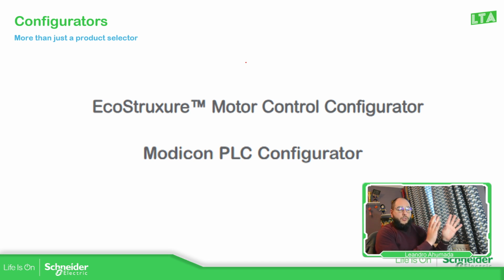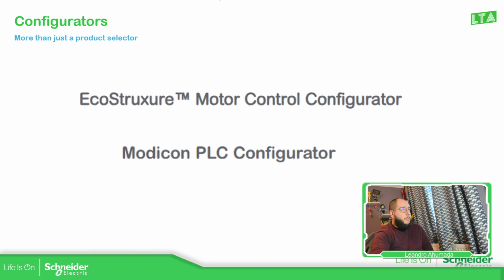Those are the product selectors that allow you to select just one specific product or an accessory, which is fine. But we also need to focus on having a solution. It's not just one product, it's a combination of products that give us a solution. As far as you know, we have these two: the EcoStruxure Motor Control Configurator and the Modicon PLC Configurator.